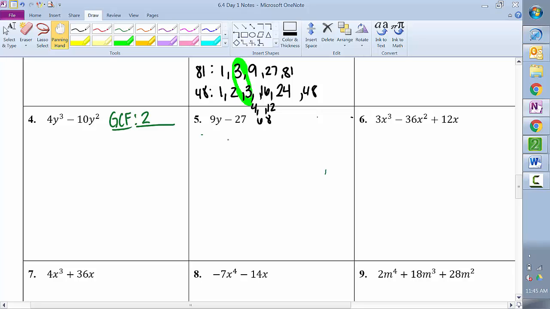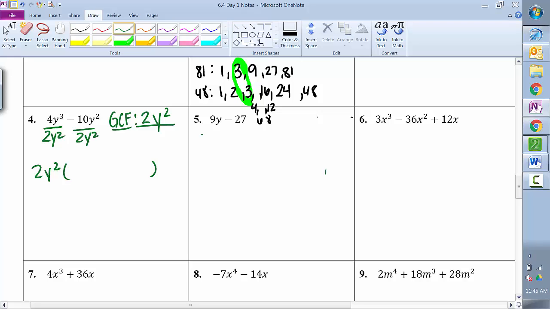Now, what about the y's? How many y's can we take out? Higher than that. 2. Good. Remember, it's always the lowest exponent. All right, here we go. Now we just take that 2y squared and write it on the outside, and we divide each one by 2y squared.